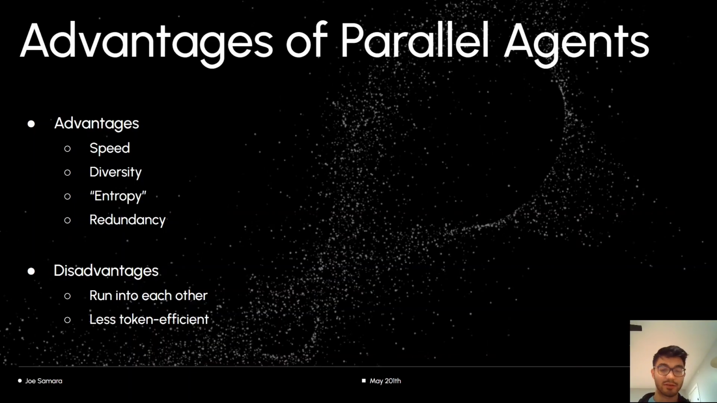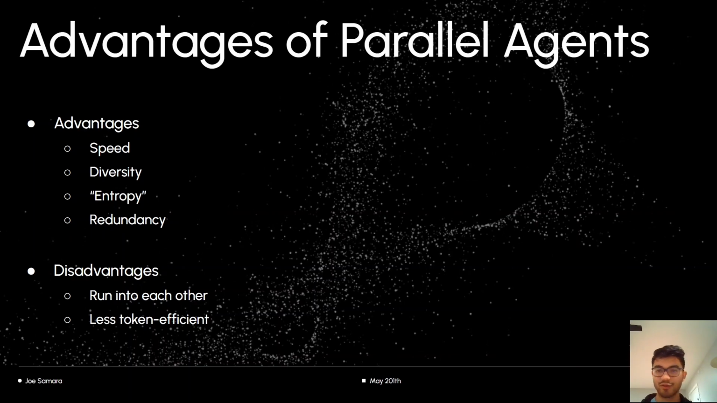Secondly, you get diversity. So if you have different types of agents like Codex and Claude Code, you can get a little bit of diversity of the code. That can be a little bit of a disadvantage because they're not quite as good at working with different types, but you do get a little bit of the next bullet from that, which is entropy.